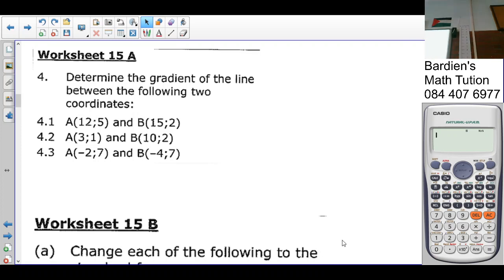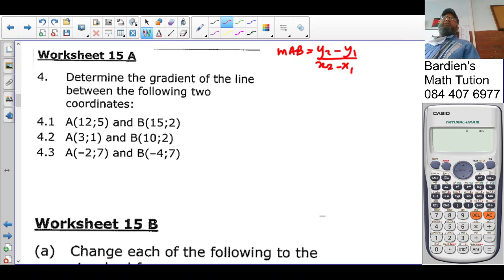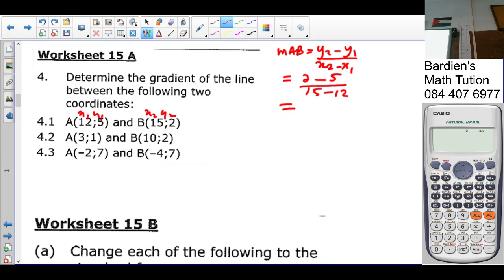Okay? So, exactly as before, how do you calculate gradient? It's small m and capital AB. How do you calculate gradient? y2 minus y1 over x2 minus x1. You will be doing the gradient calculation so often that you will start memorizing the formula. We should be memorizing it. So if this is x1, y1, this has to be x2, y2. So it's going to be 2 minus 5 over 15 minus 12. 2 minus 5 is negative 3 over 3, which is negative 1.